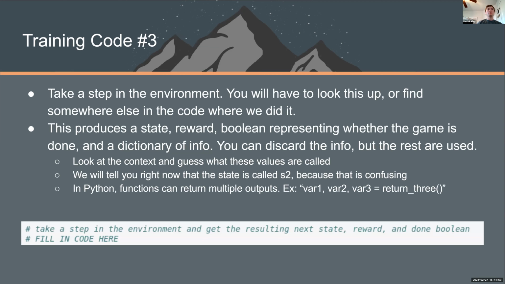Alrighty, so we have another thing here. This is taking a step in the environment. And you're going to have to find somewhere that we've done this already. Hint, hint, look at the explore step. Basically this is going to produce a new state. This is the part that actually controls the cart, for example the cart that has the pole on it, and tells it whether to move left or move right. Based on whatever action you give it, it's either going to move left or move right. And so this is going to produce a new state based on what happened after you moved left or right. It's going to produce a reward for that action.